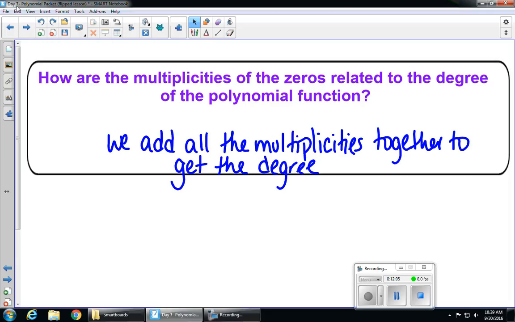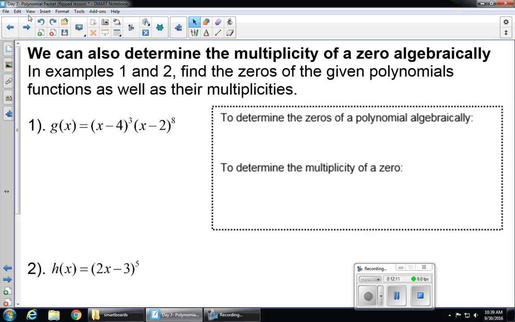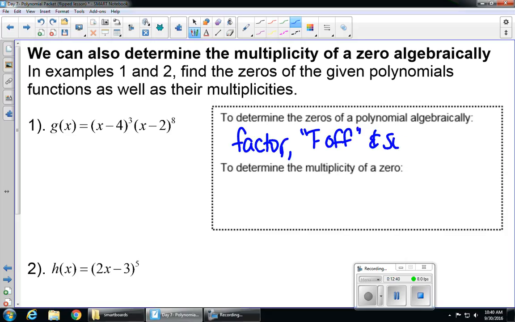Okay, so we just talked about graphically how we can identify multiplicities. Well, we can also identify multiplicities algebraically or from an equation. So the directions say in examples 1 and 2, find the zeros of the given polynomial functions as well as their multiplicities. So to determine the zeros of a polynomial algebraically, we already know this. We factor, tee off, and solve. And to determine the multiplicity of a zero, we're going to look at the exponents.